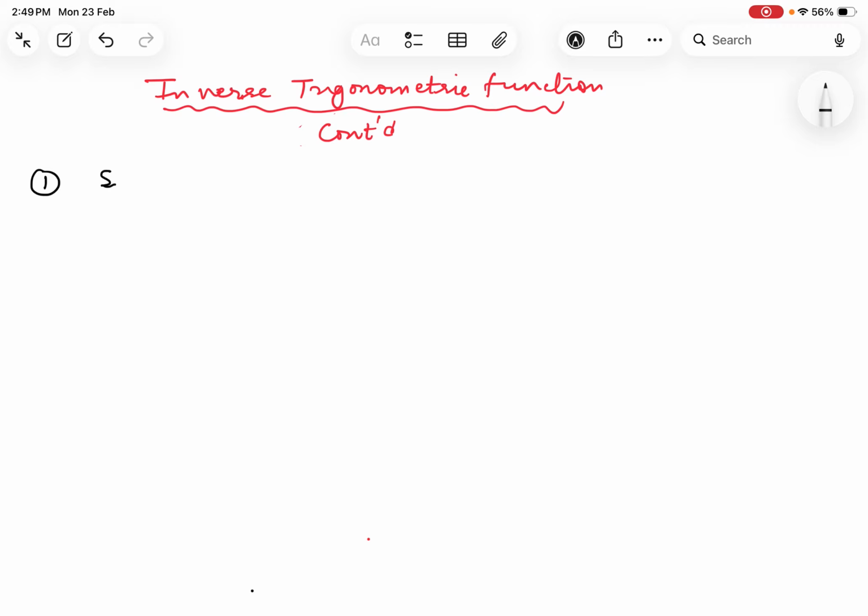What is sine of sine inverse x? Answer: it is always equal to x for x belonging to closed interval minus 1 to plus 1.